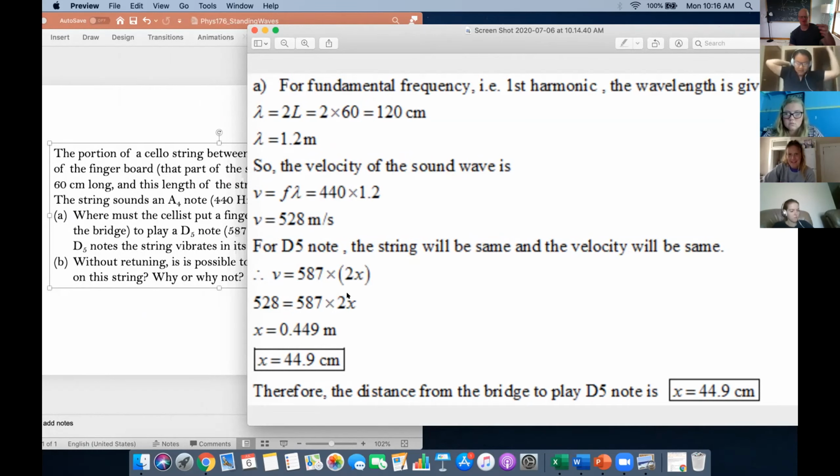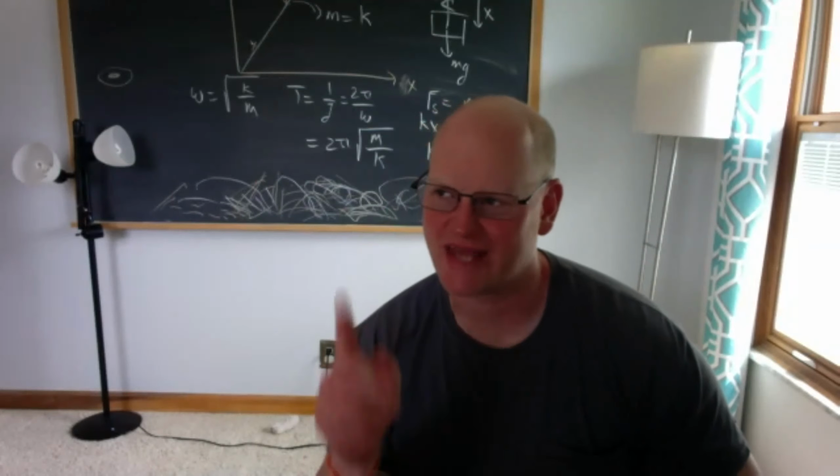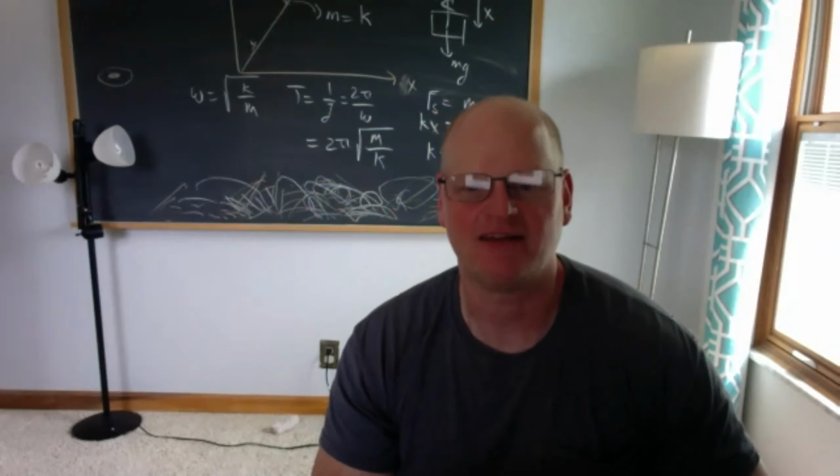You're assuming that when you put your finger down, you're not changing the tension of the string. As long as you don't change the tension and you're not changing the linear mass density of the string, then the velocity has to be the same. Exactly. That's the key insight you need in this problem, that the velocity has to be the same on the string. Then you can use that velocity to solve back for the length. Good job, Molly.